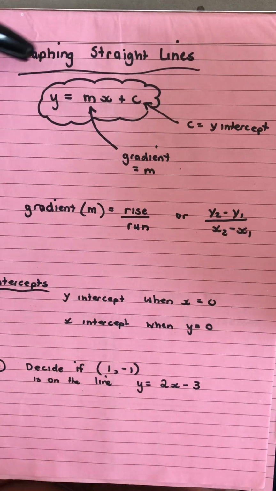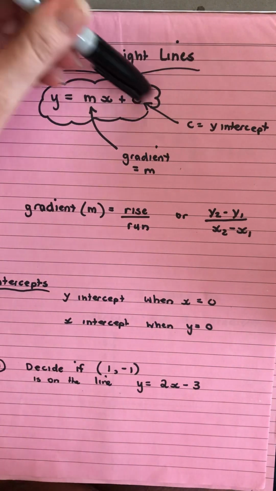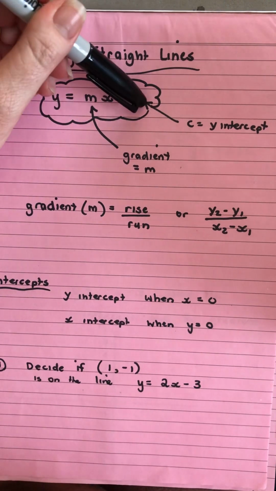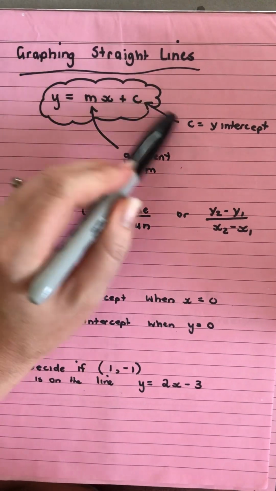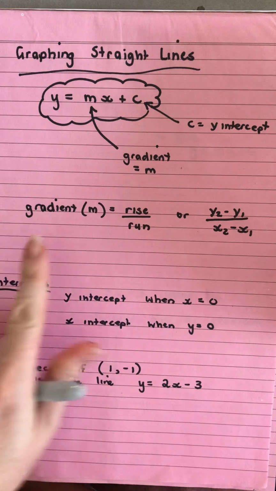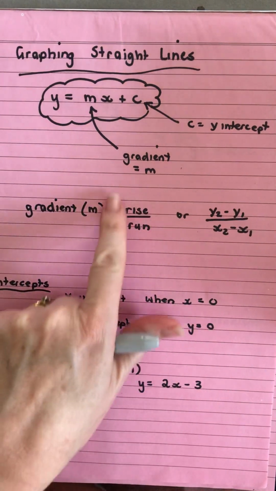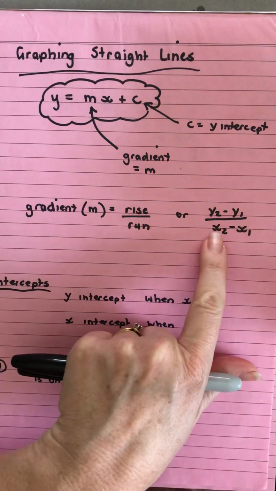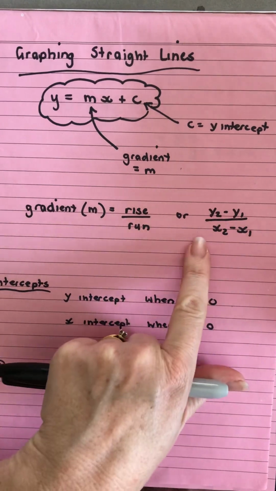Today we're having a look at graphing straight lines. We use our general form of y equals mx plus c, where our m is our gradient and c is our y-intercept. Now, when we want to find gradient, we can talk about rise over run, and we can use our rule y2 minus y1 over x2 minus x1.